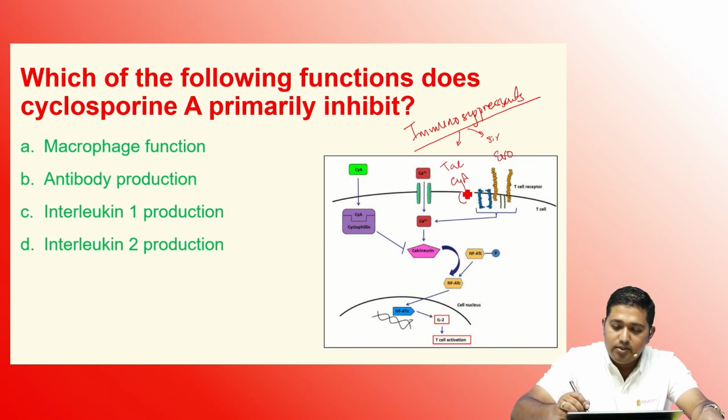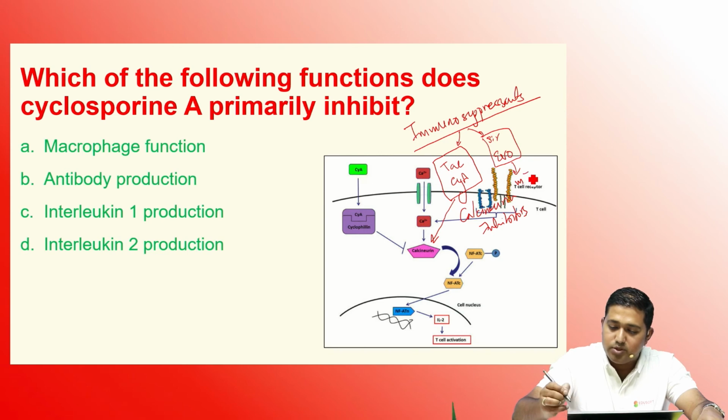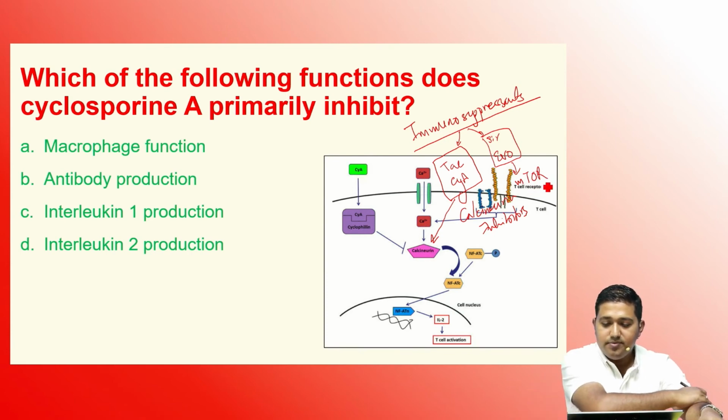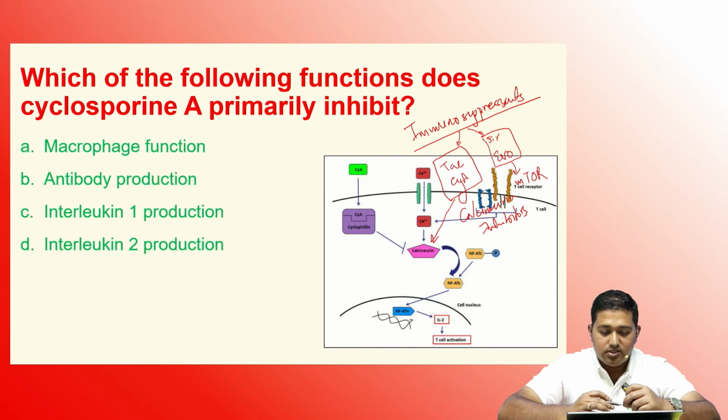Tacrolimus and cyclosporin A are known to inhibit calcineurin, so they are also known as calcineurin inhibitors. Then sirolimus and everolimus are a different set of drugs that inhibit a different protein molecule known as mammalian target of rapamycin, so they are mTOR inhibitors. Okay, so this is the difference between these two groups of drugs. Now, how do tacrolimus and cyclosporin inhibit calcineurin?